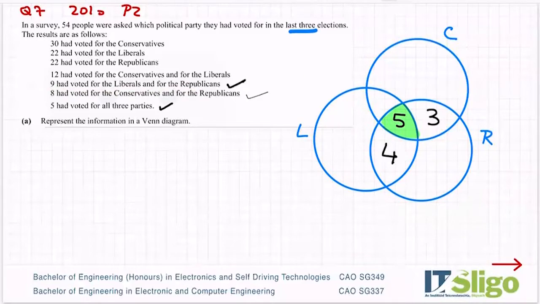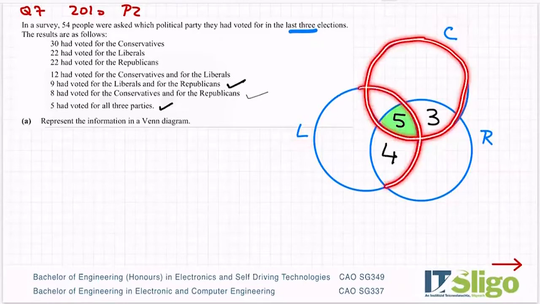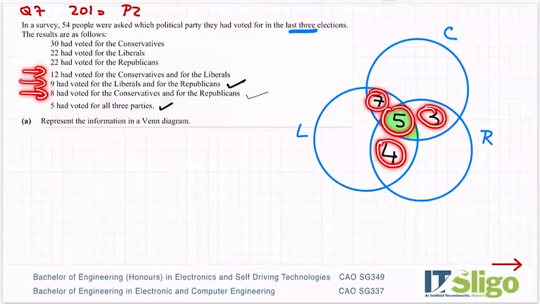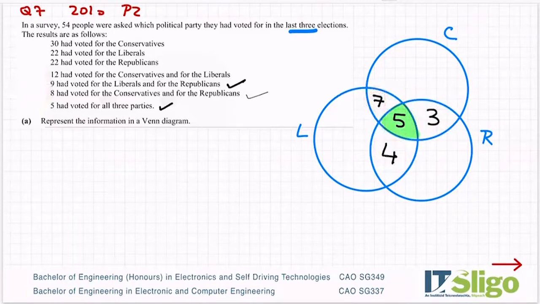And let's work our way up. 12 voted for the Conservatives and the Liberals. So again, let's take a look at those 2 circles and see where they overlap. And you can see it's these 2 circles here. So these must add up to 12. 5 is already there. 5 from 12 leaves 7. So you can see now why the center bud has to be filled in first, why that 5 has to be filled in first. Because in each of these 3 cases, I have subtracted that 5 from them to figure out what goes here, here, and here. Okay, right, let's work our way up.